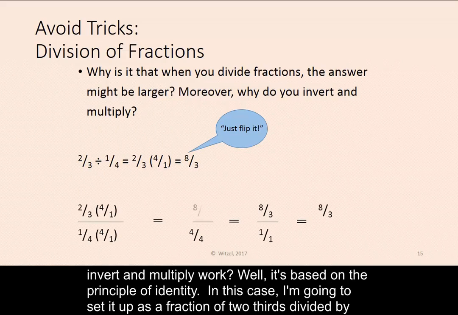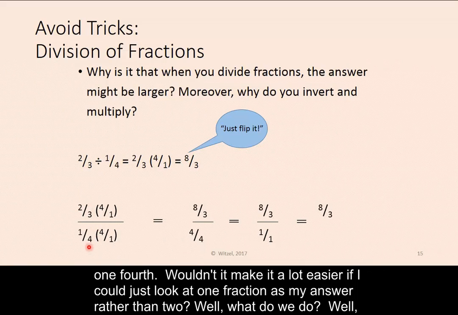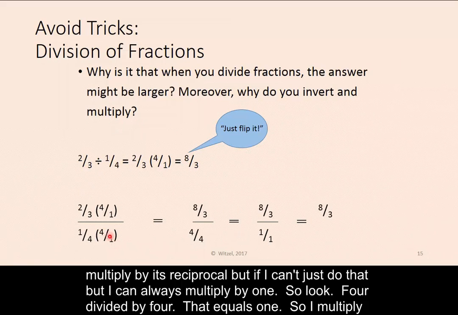Well, it's based on the principle of identity. In this case, I'm going to set it up as a fraction of 2/3 divided by 1/4. Wouldn't it make it a lot easier if I could just look at one fraction as my answer rather than two? Well, what do we do? Multiply by its reciprocal.